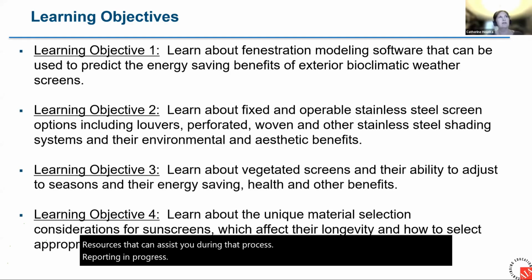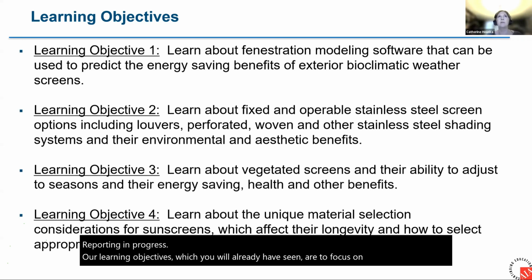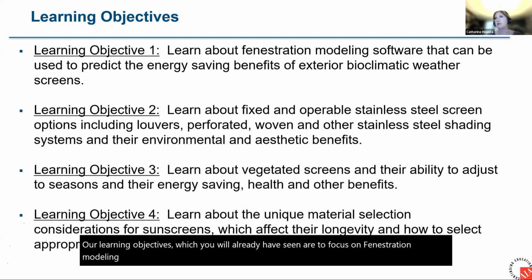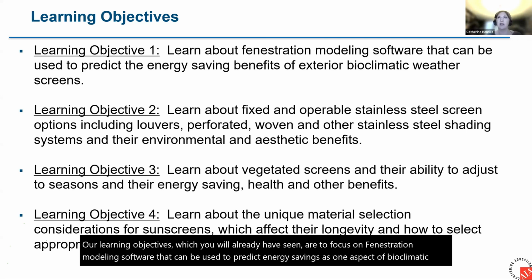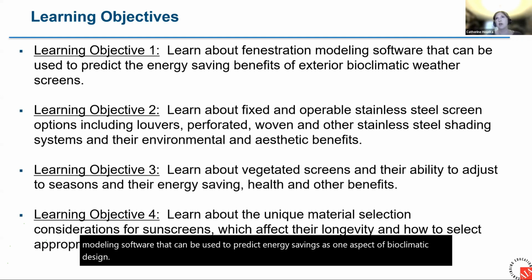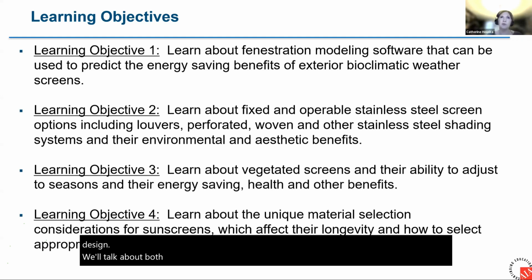Our learning objectives, which you will already have seen, are to focus on fenestration modeling software that can be used to predict energy savings as one aspect of bioclimatic design. We'll talk about both fixed and operable systems.